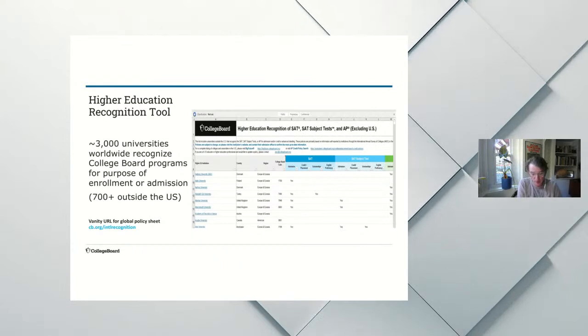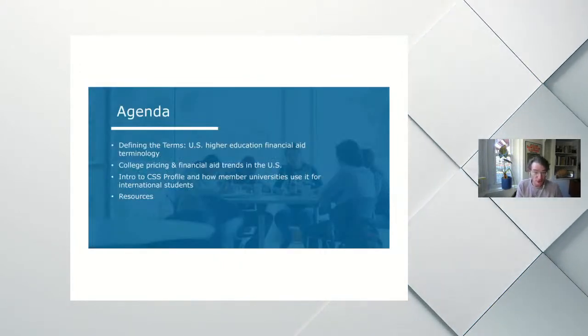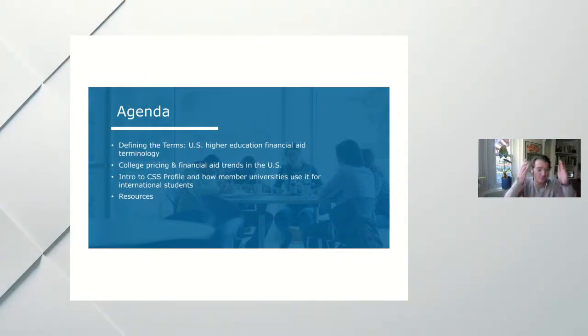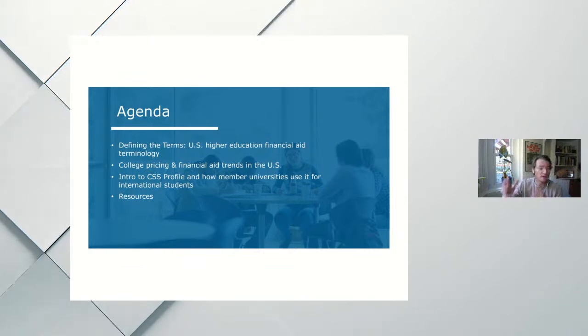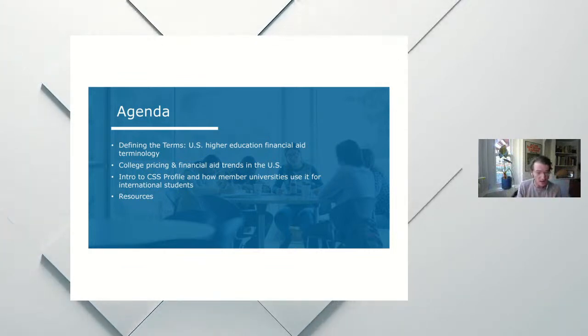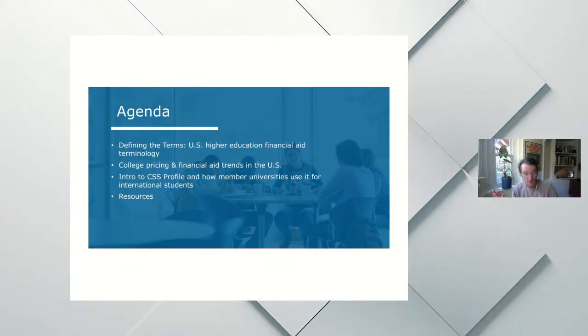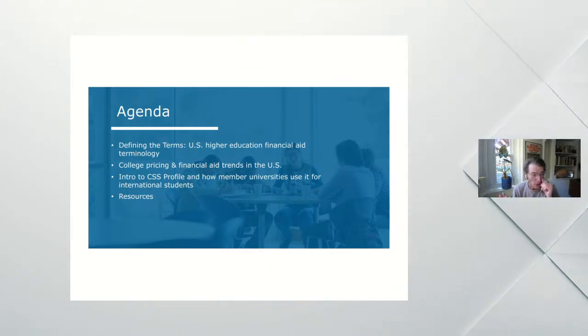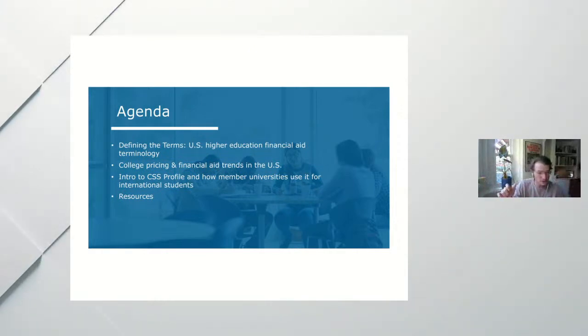We want to talk a little bit about U.S. higher education and financial aid. It's a confusing system. Everything about America is confusing because we don't just have one standard system. We've got different systems in each state, and then on top of that, each university decides its own policy as well. So there's a patchwork of rules and regulations.